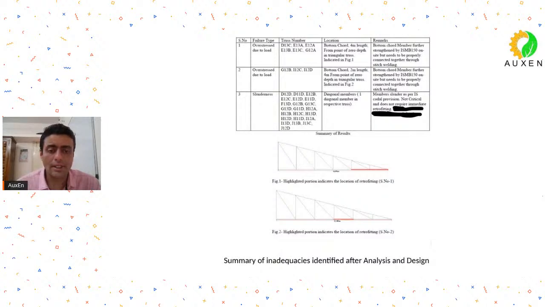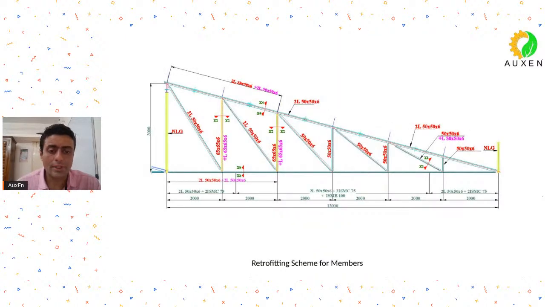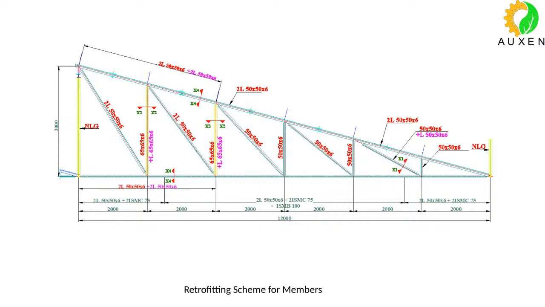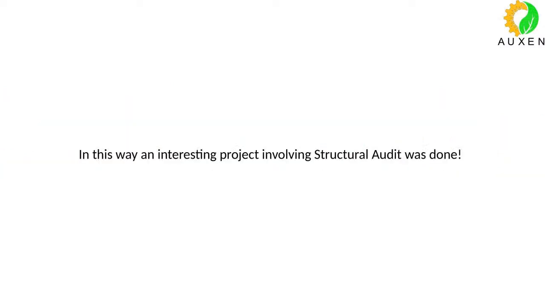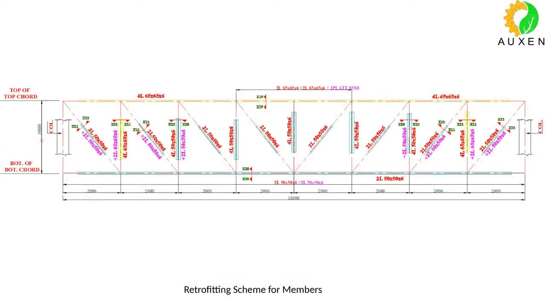So we just highlighted the members that were deficient, the inadequacies were identified, and then after this we proposed the retrofitting scheme. So here you can see, this is, let's say, the original configuration, and then you can see some figures in magenta color. This magenta color is the retrofitting or the strengthening that we have done. So this is how we made the retrofitting scheme, and this is what we finally submitted to our client.